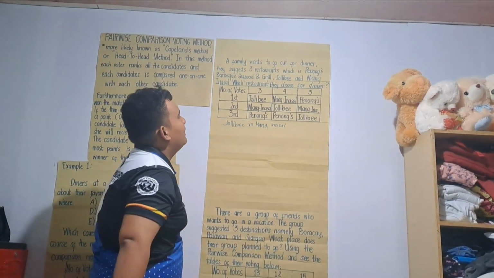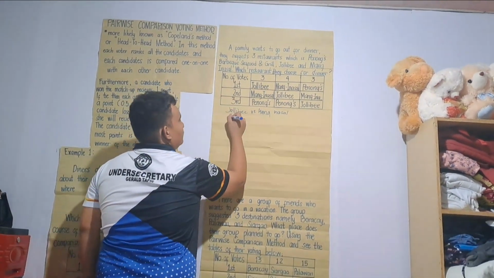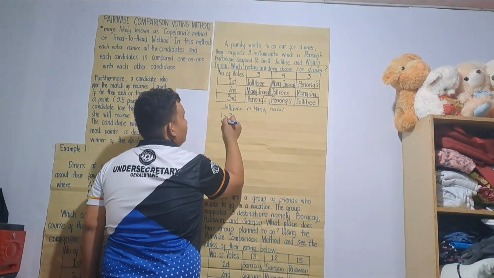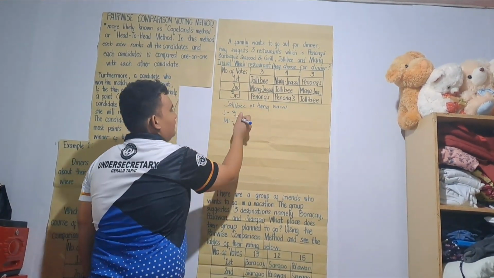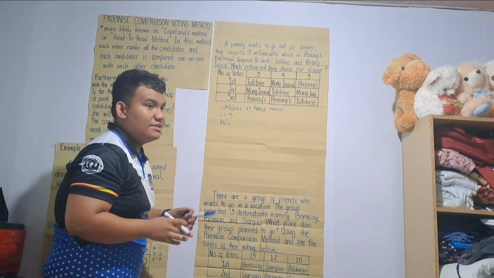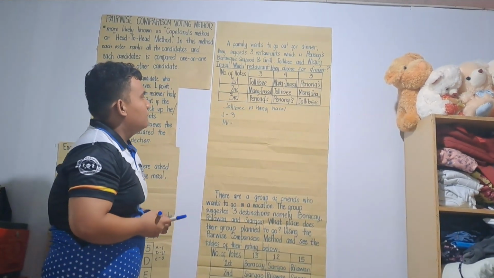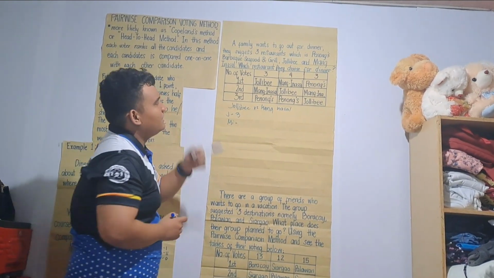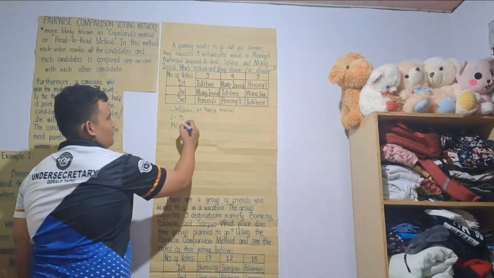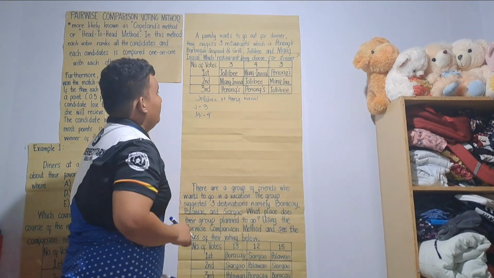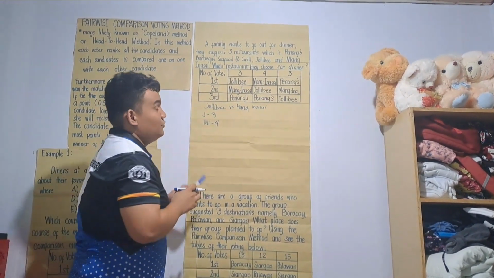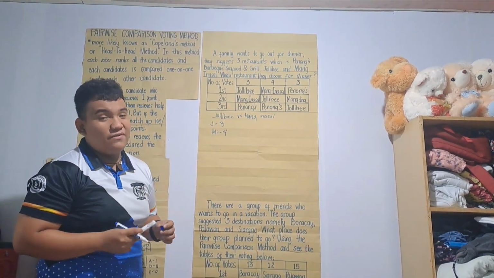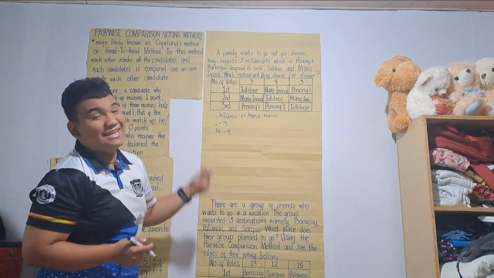So Jollibee has 3 in the first column. So J, Jollibee, has 3 votes. Then MI is Mang Inasal; the legend of MI is Mang Inasal. So in the second column, Mang Inasal has 4 votes. And in the third column, Mang Inasal has 3 votes.